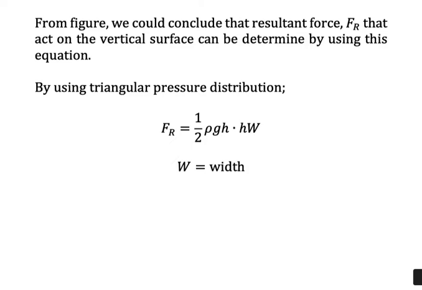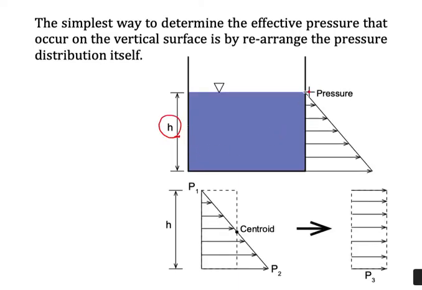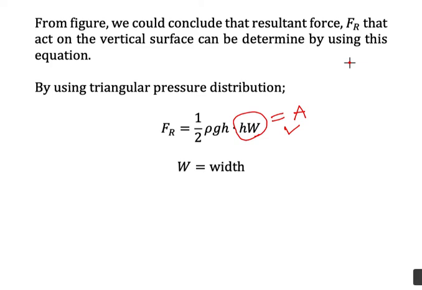From the figure, we could conclude that the resultant force Fr that acts on the vertical surface can be determined by using this equation. By using the triangular pressure distribution, we could write Fr is equal to 1 over 2 rho g h times HW. So HW here is the area. H is the height of the water, and W is the width of the tank, or the width of the water here. Rho is the density of fluid, and g is the gravity acceleration.